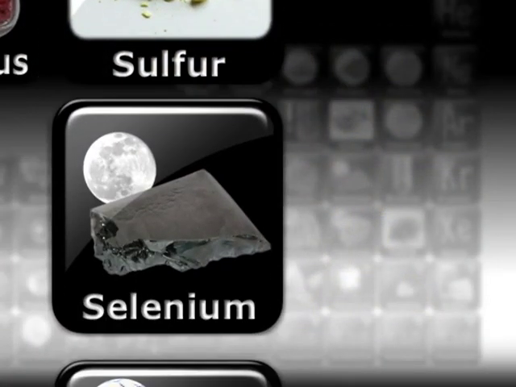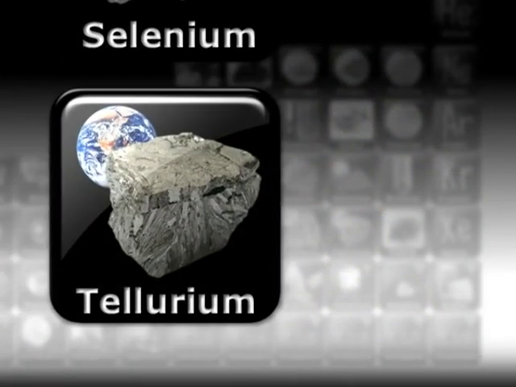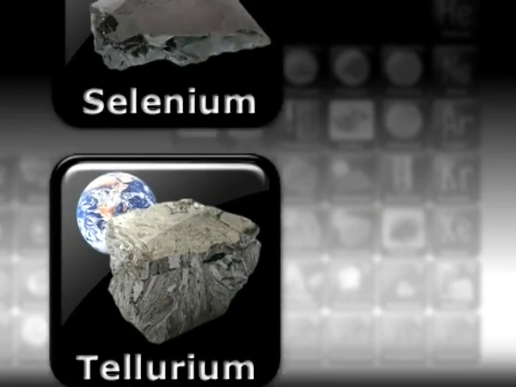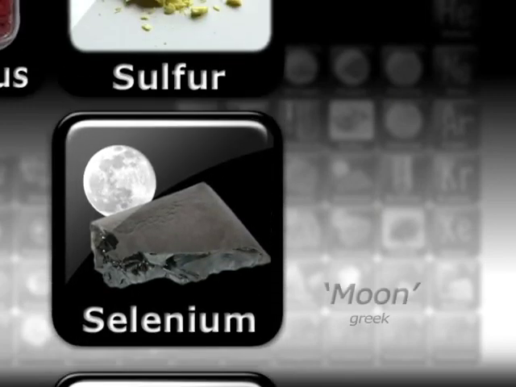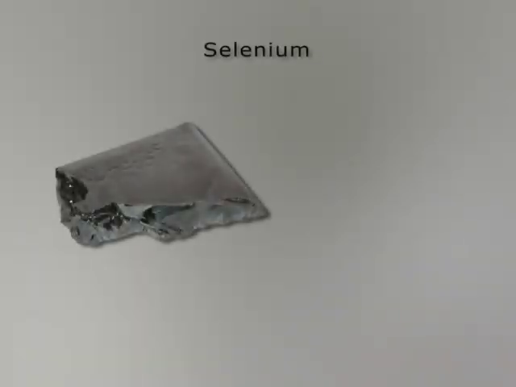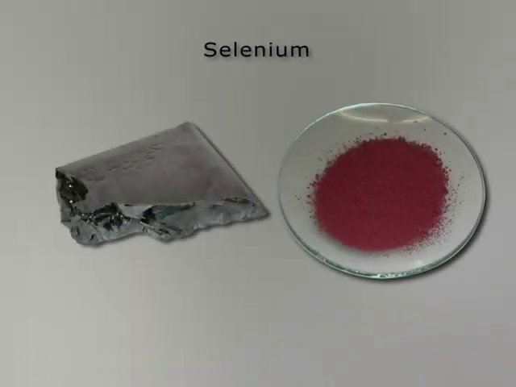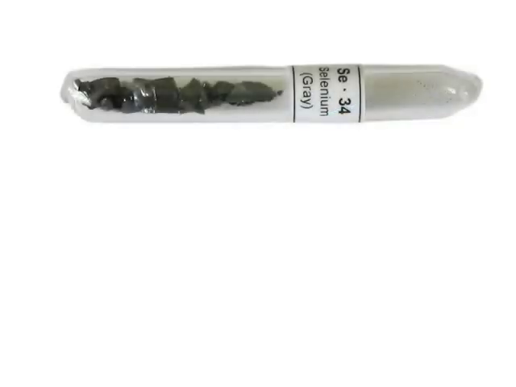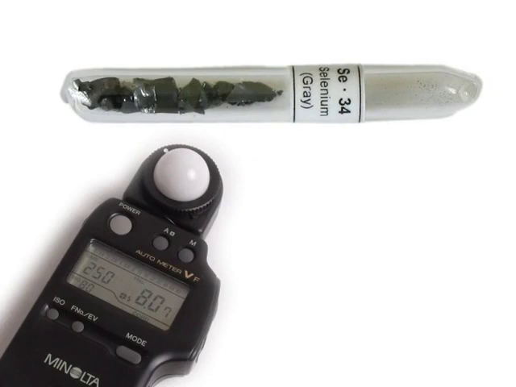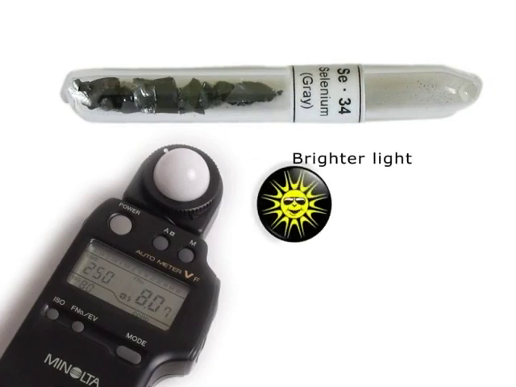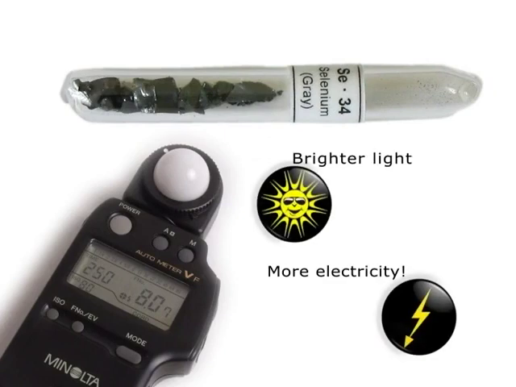Selenium. Since tellurium below it was named after the Earth, this sister element was given the Greek name for our moon. Selenium comes either as a silvery metal or a red powder. Selenium's ability to conduct electricity is affected by the amount of light shining on it. The brighter the light, the better selenium conducts electricity. This makes it perfect for photodetectors and light meters in cameras and copiers.